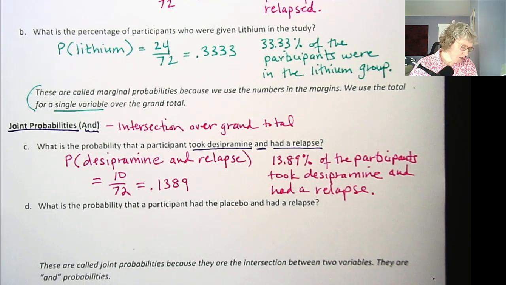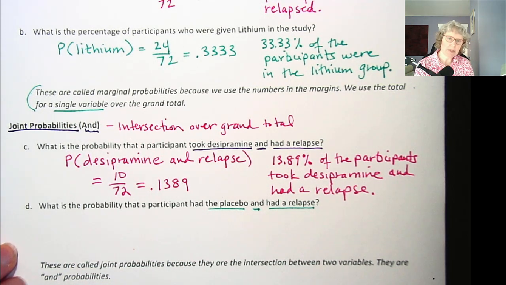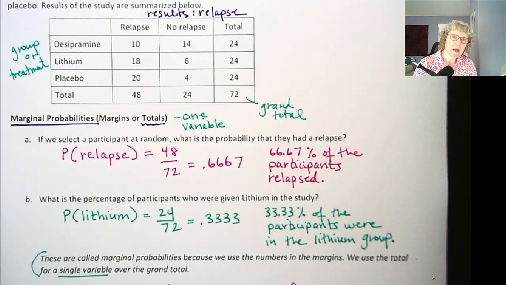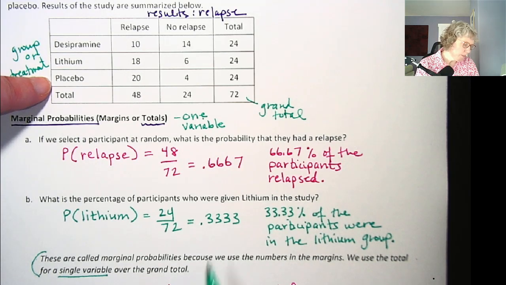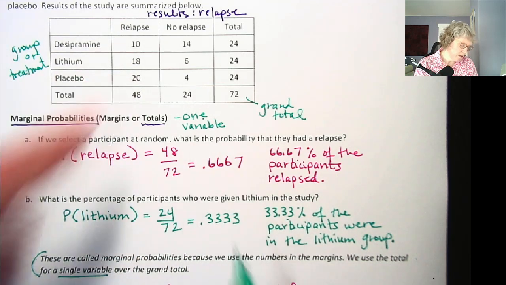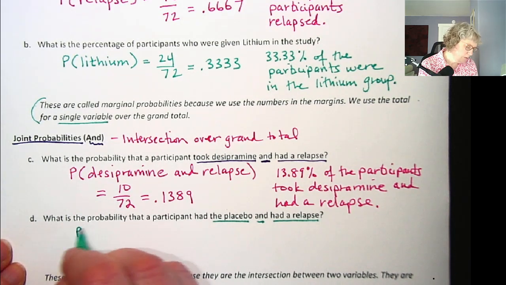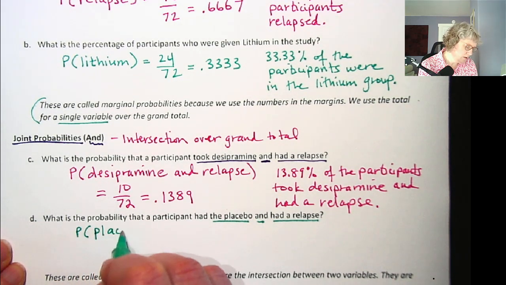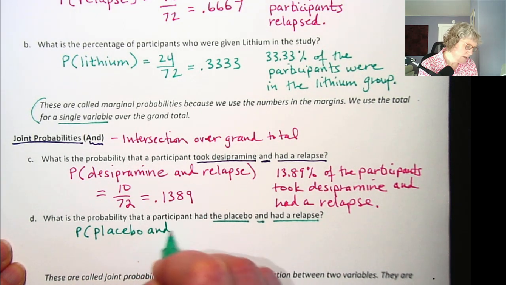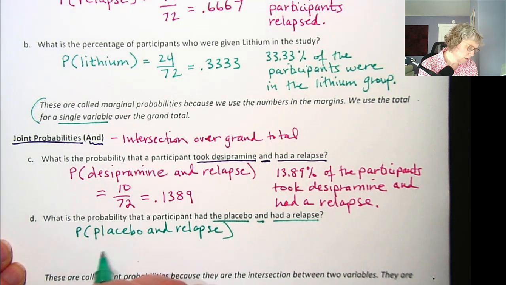Okay, let's practice with another one. What's the probability that a participant had the placebo and had a relapse? Okay, so was in the placebo group and had a relapse. Okay, so placebo and relapse. So now we're the third group down, and relapse is 20 in the intersection. Oops, I should have written what I was trying to find first. Probability, placebo, and relapse. The intersection there is 20 people out of 72.